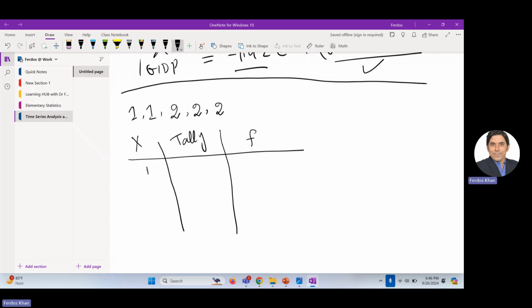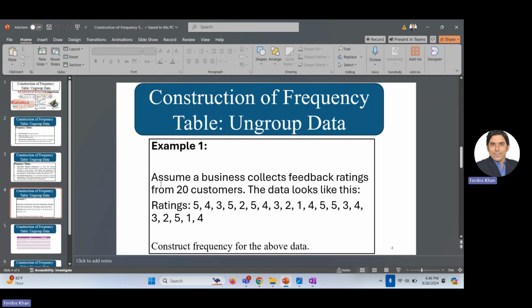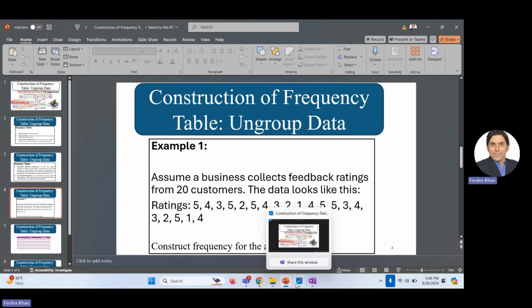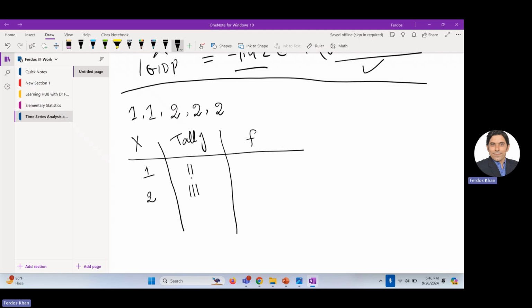So x, the observation or the value 1, is repeated 2 times, so we need to write 2. And then 2 is repeated 3 times, so we write 1, 2, 3. So this is repeated 3 times. Similarly, you can see the 3. When you see that 3 appear the first time here, you need to write 1 for 3.